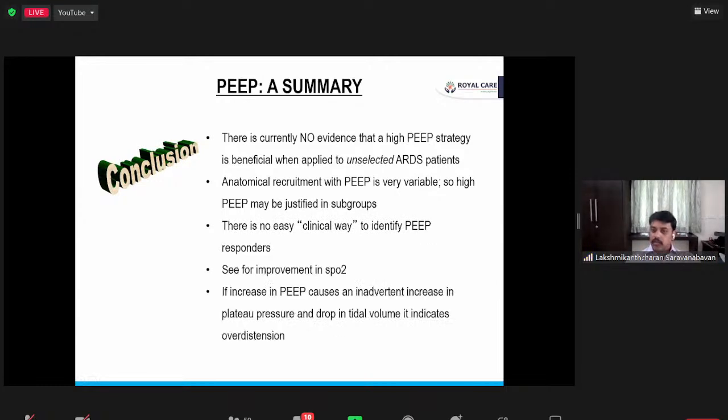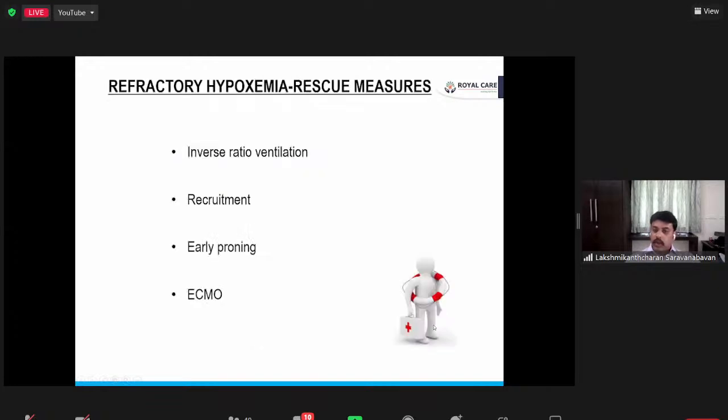See for improvement in saturation. If an increase in PEEP causes an inadvertent increase in plateau pressure, definitely it is bad. A drop in tidal volume indicates overdistension. So based on that, you can adjust.